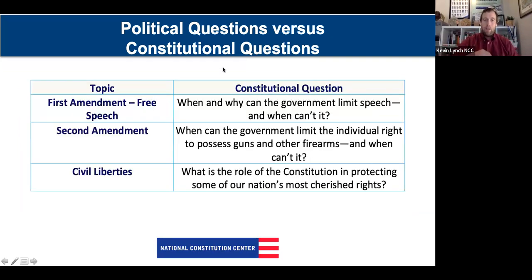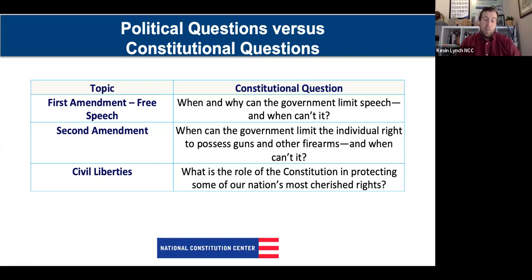And for all of the different topics that we feature on our website, we do provide good constitutional questions. So, ways to frame a discussion that try to steer clear of political leanings. This way, people can come together, and even if it's a contentious topic, like the First and Second Amendments, civil liberties, these are things that people argue over in all areas of society today.